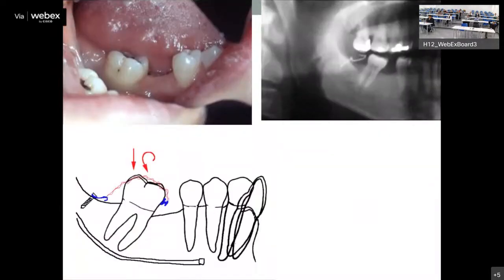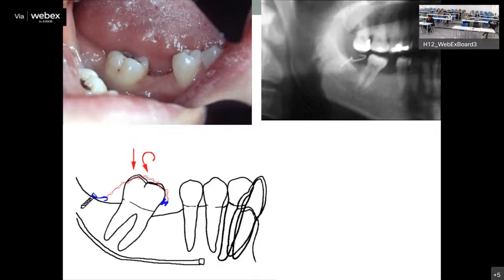This is another situation where a previous extraction of the lower first molar resulted in mesial tilting and space loss of the first molar space. So in order to put a restoration here, the plan was to upright the tooth using a microscrew inserted in the retromolar area. And again, in this situation, we bonded an orthodontic button on the mesial surface of the second molar. We applied force by using a power chain from the microscrew to the orthodontic button.